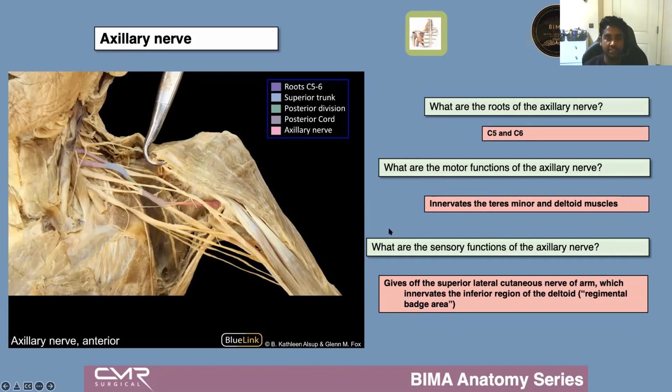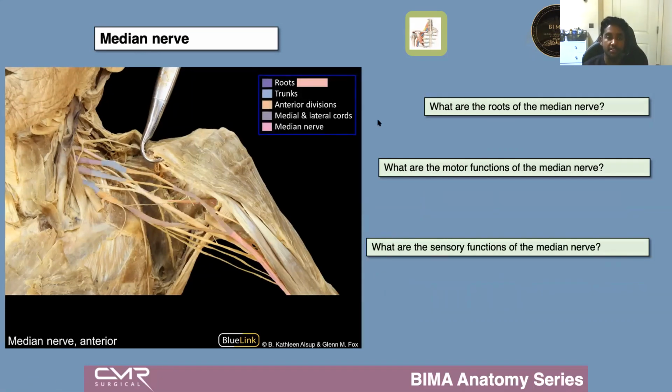So going on to the next one, the median nerve. This is probably one of the most important nerves. Does everyone want to have a go at what the roots of the median nerve are?